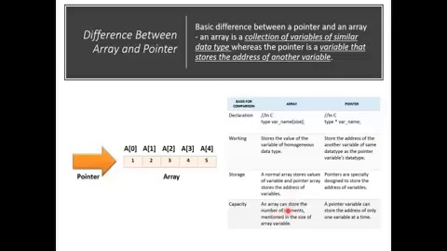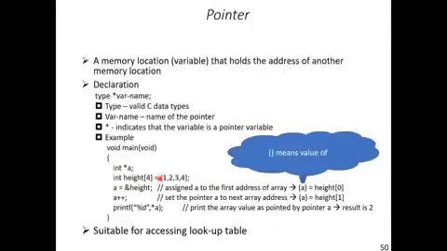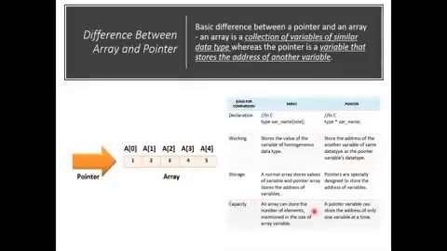Okay, so the capacity: an array can store the number of elements mentioned in the size variable. Depending on the size, if you declare the size as 4, this means it could store up to 4 data, 4 array elements.